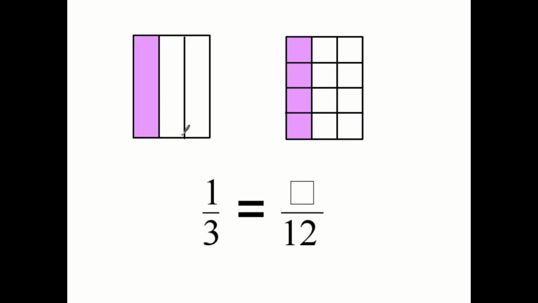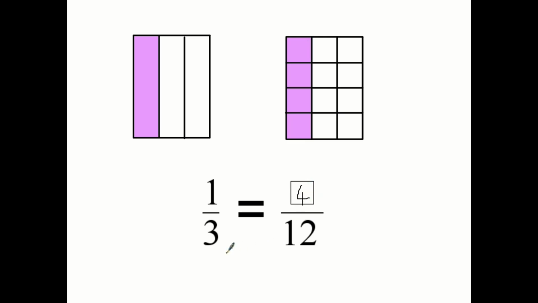Here, my diagram on the left is split into 3 equal pieces, one of which is coloured in purple. And on the right, exactly the same sized rectangle, this time split into 12 equal pieces. And by shading in 4 of them, I get exactly the same amount of that rectangle coloured in. And how many are there coloured in purple there? 4. So 4/12 is equivalent to 1/3.